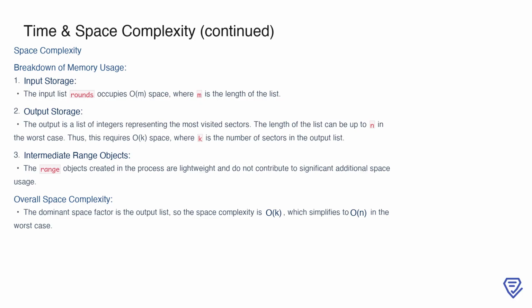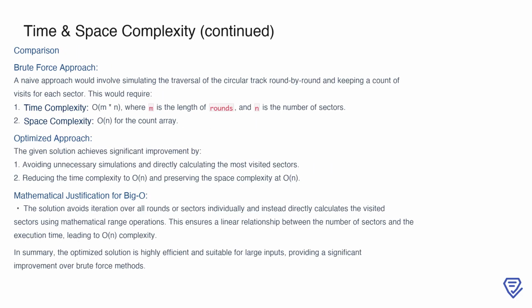In comparison to a brute force approach, the optimized solution demonstrates significant improvements in both time and space complexity. A naive method would involve simulating the traversal of the circular track for each round and maintaining a count of visits for all sectors.